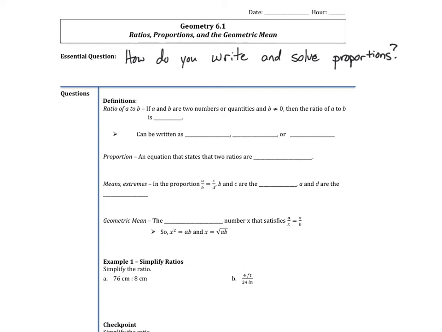So we start out chapter 6 in section 6.1 with ratios, proportions, and geometric mean. We're going to learn how to write and solve proportions and what proportions are all about in geometry.